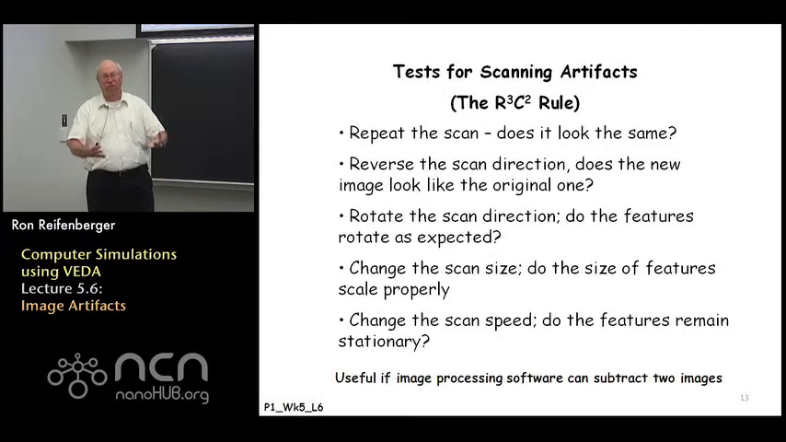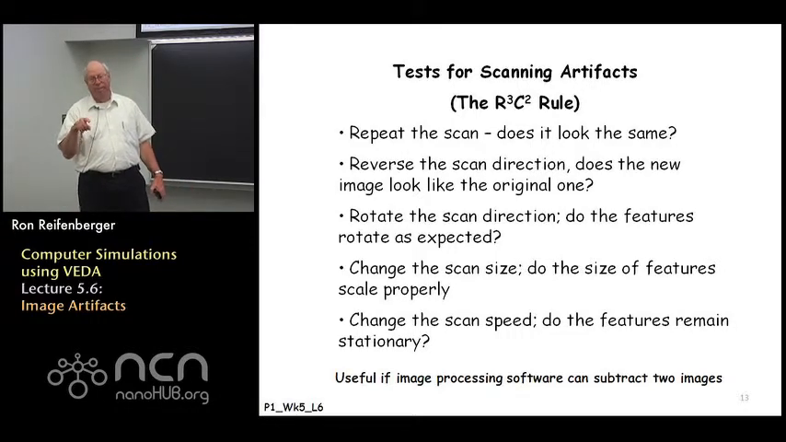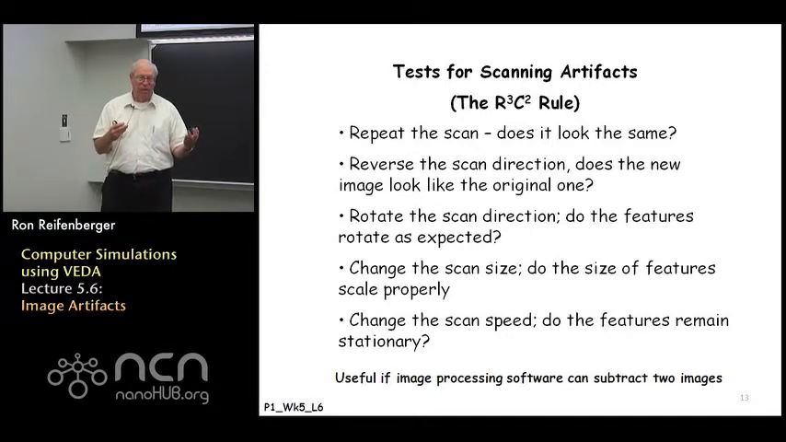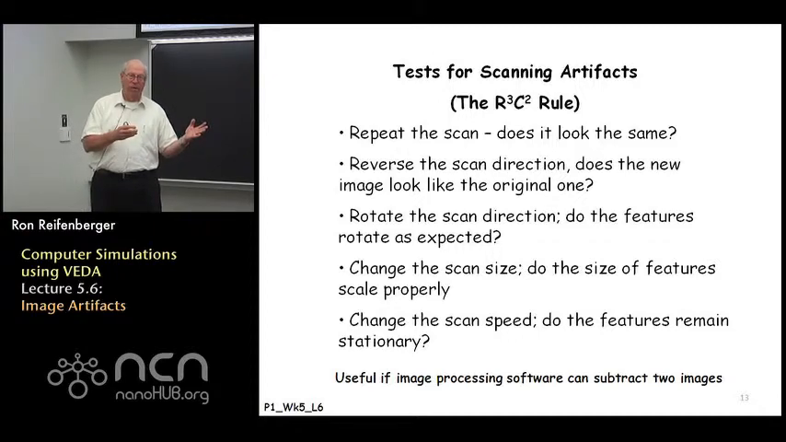And if you get roughly the same image that you got the previous time, that's a pretty good indication that the instrument's at least performing as well as it can be. I will mention that to implement a lot of these checks, it's really important that your AFM software be able to subtract 2 images. Because you take an image, let's say, in the forward direction, and then you take another image in the retrace or in the backward direction.